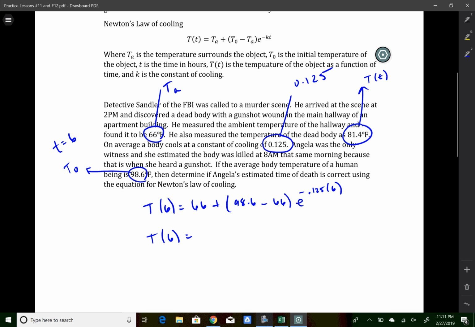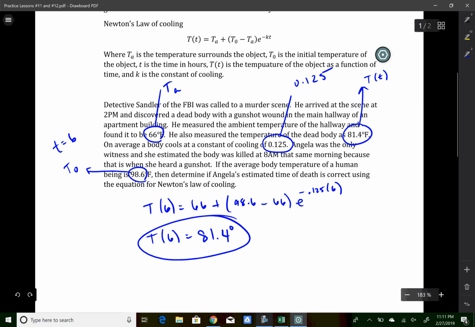All right, don't forget the e. And we get 81.399. That is super close to 81.4. So we could say Angela's estimated time of death is correct.